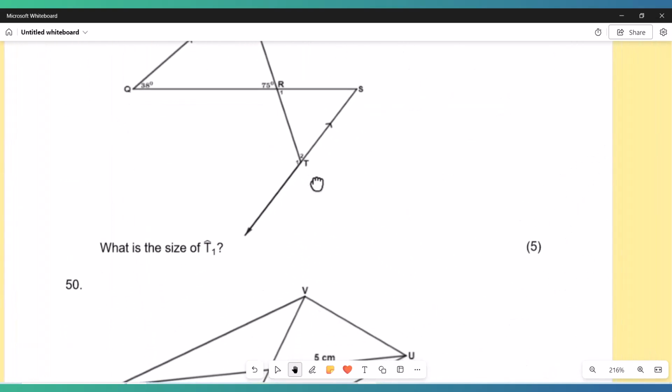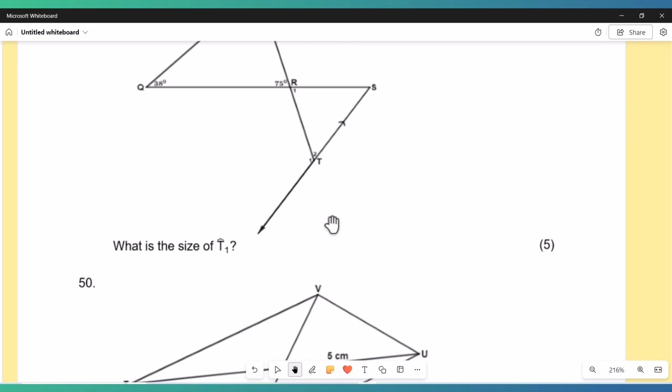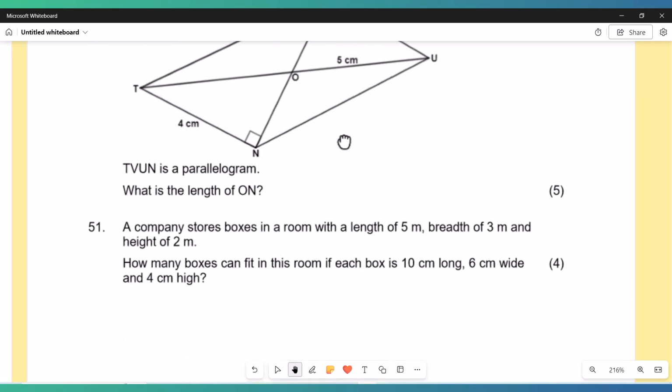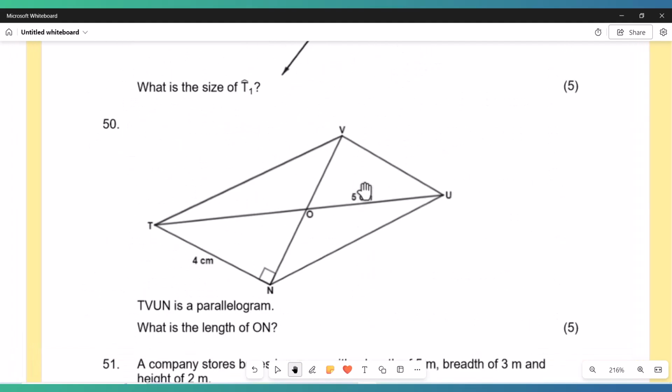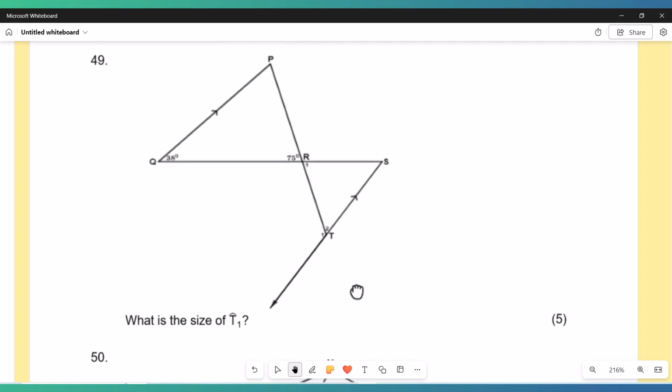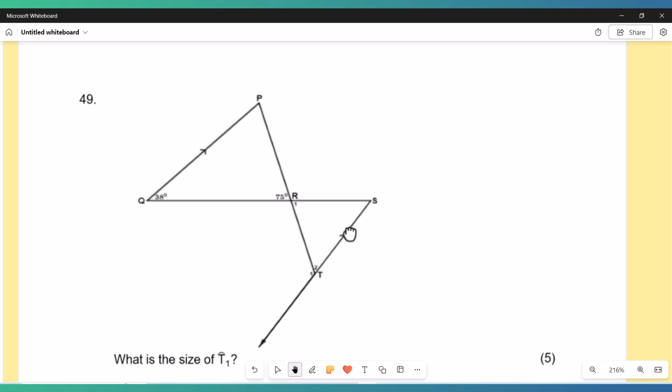Question 49. Question 49. What does it say? It says what the size of angle T1 is. So now these two lines, they are parallel. So being parallel, this T2 is the same as angle P. Why? Because they are alternating. Okay, so I can first find my T2 here.